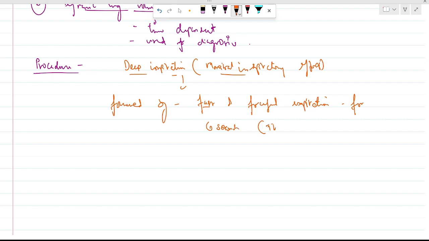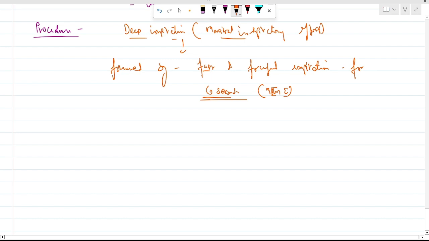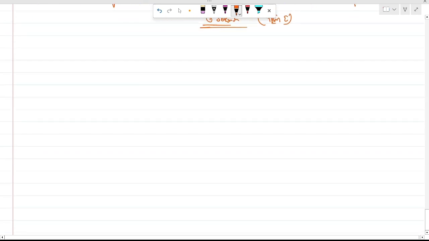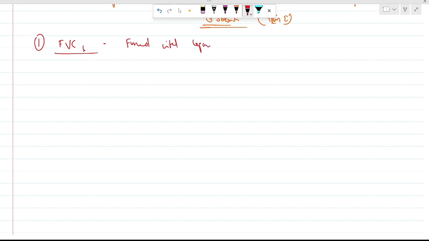So here the time factor comes in. Specified time, 6 seconds, fast and forceful expiration for 6 seconds. Here we will calculate our first value, that is FVC6, which is our forced vital capacity in 6 seconds. Very important discussion here, listen carefully. First second, 2 seconds, 3 seconds, 4 seconds, 5 seconds, and 6 seconds.